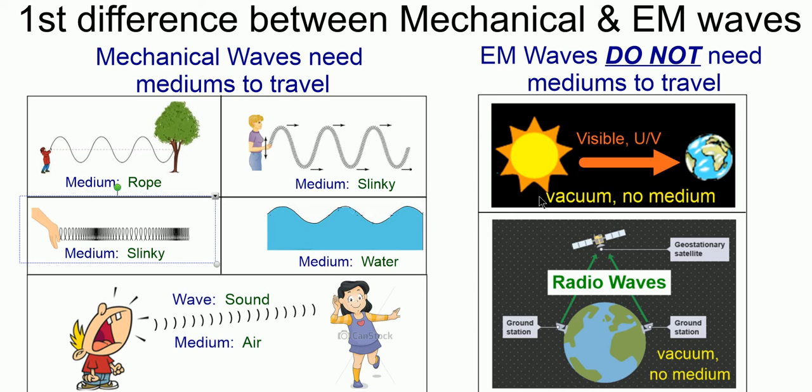Two classic examples here. We have the sun, we have the vacuum of space, no medium, but still, even though there's no medium, visible light and UV light can make it to Earth. They travel through the emptiness of space. They do not need a medium, and they're EM waves, aren't they?